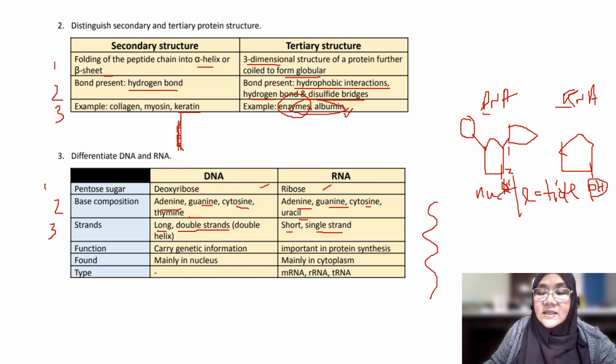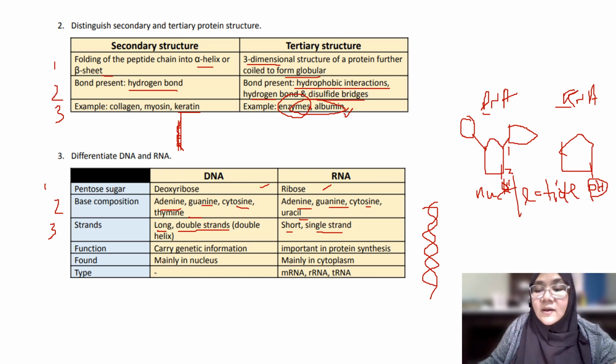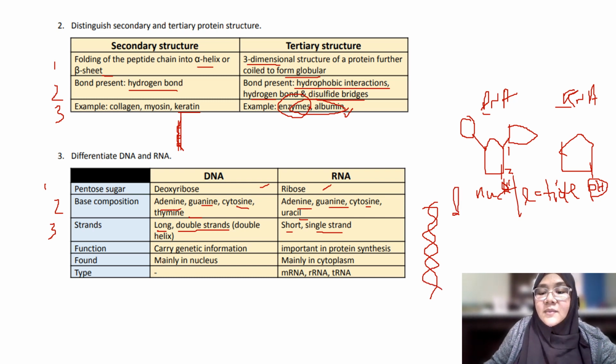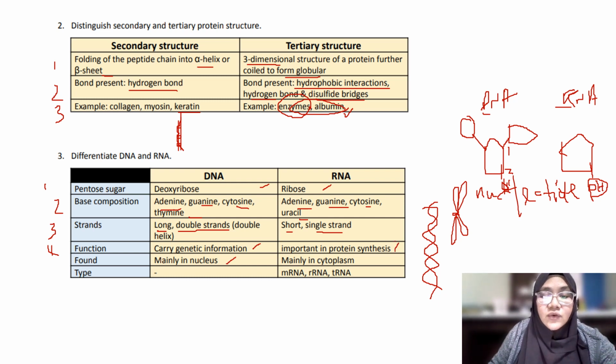because the long strands of DNA, the double helix, will remain in our chromosomes. So very long strands, which carry genetic information in our chromosome. The function of DNA is to carry genetic information. However, RNA is for protein synthesis, and DNA is found in the nucleus. However, RNA is mainly found in the cytoplasm. Okay, most of the RNA is in the cytoplasm, where its function is protein synthesis. As for types, DNA has no types. However, RNA has 3 types: mRNA, rRNA and tRNA.